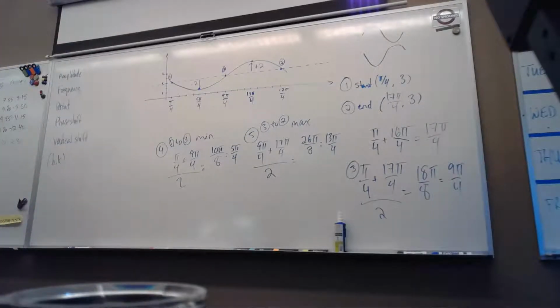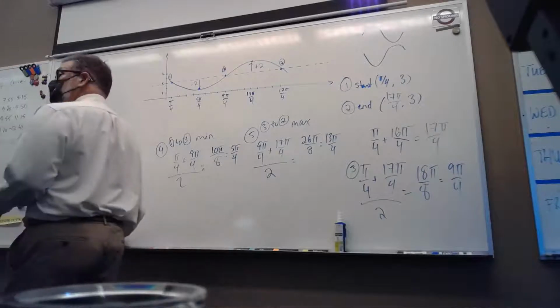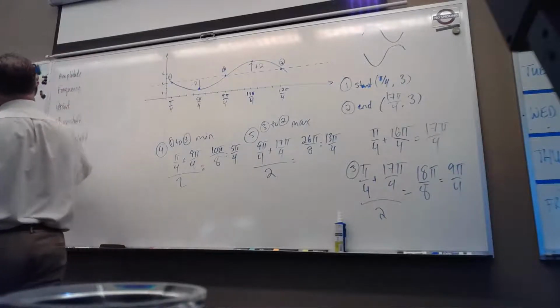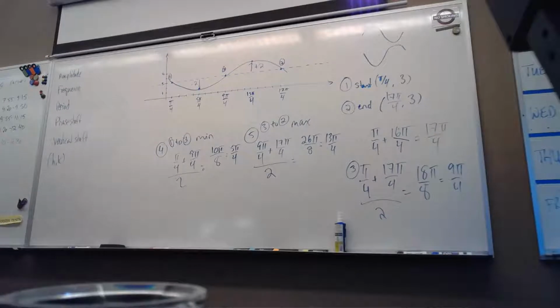I forget. Definition: period equals length of one cycle. Definition: frequency equals the number of cycles in 2 pi. And because of those two definitions, if there are b cycles in 2 pi, each cycle will be length 2 pi divided by b.